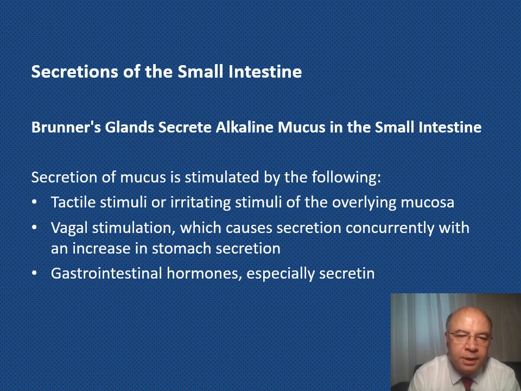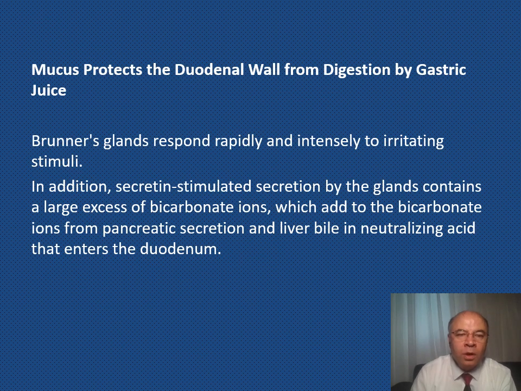Secretions of the small intestine. Brunner's glands secrete alkaline mucus in the small intestine. Secretion of mucus is stimulated by the following. First, tactile stimuli or irritating stimuli of the overlying mucosa; vagal stimulation, which causes secretion concurrently with an increase in stomach secretion; and gastrointestinal hormones, especially secretin. Mucus protects the duodenal wall from digestion by gastric juice.